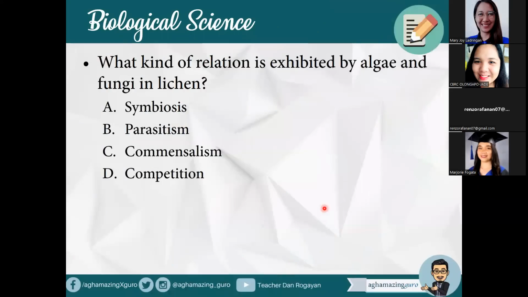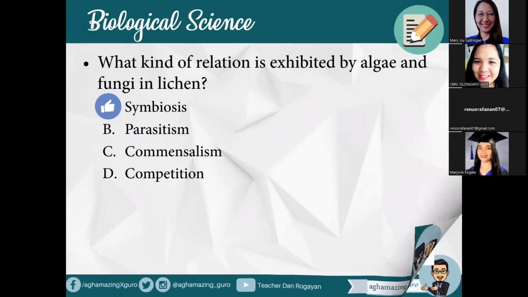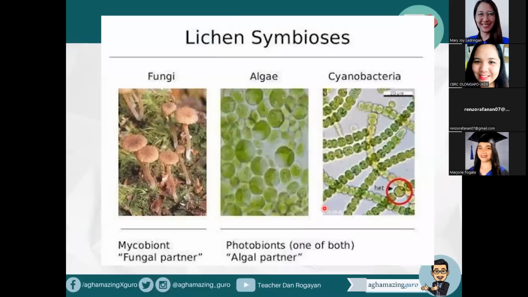Next, what kind of relation is exhibited by algae and fungi in lichen? A, symbiosis. B, parasitism. C, commensalism. D, competition. That's correct. Symbiosis. Tatandaan na algae and fungi in lichen, that is symbiosis. So we have what we call lichen symbiosis.